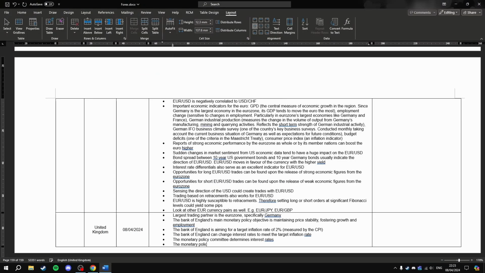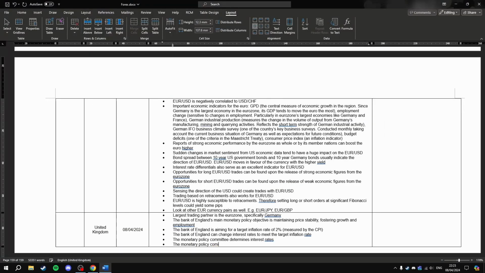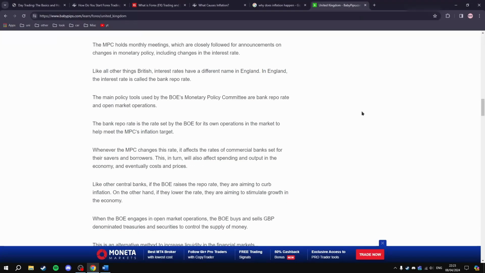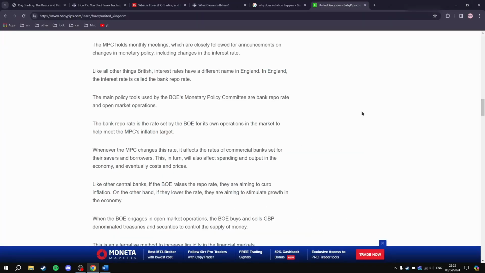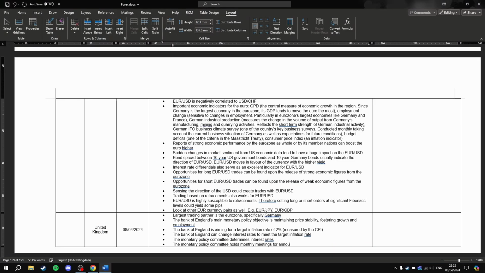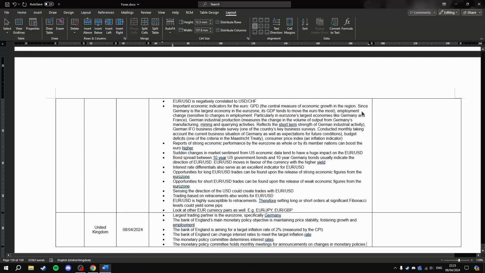The Monetary Policy Committee holds monthly meetings for announcements on changes in monetary policies and changes in interest rates.